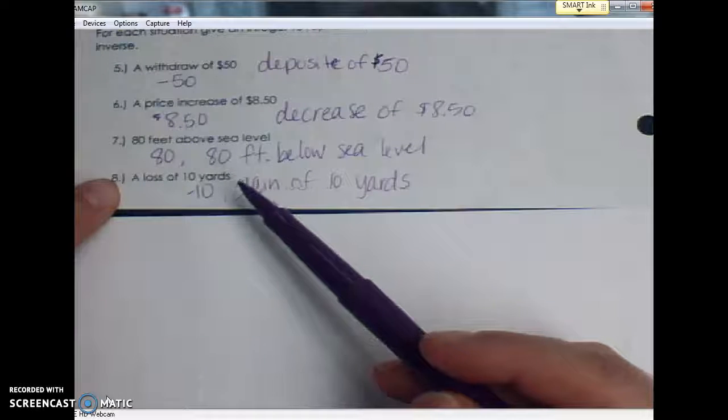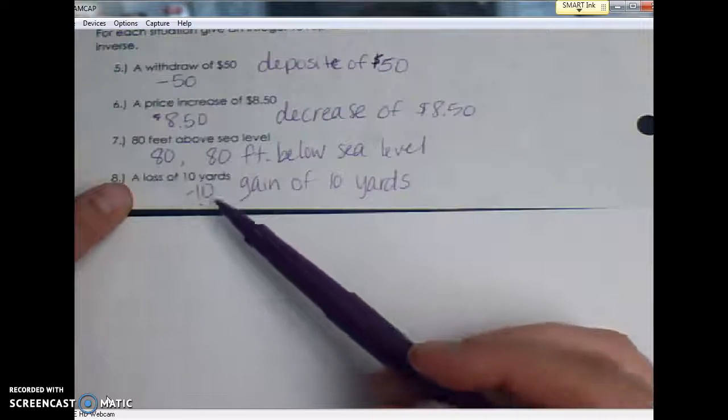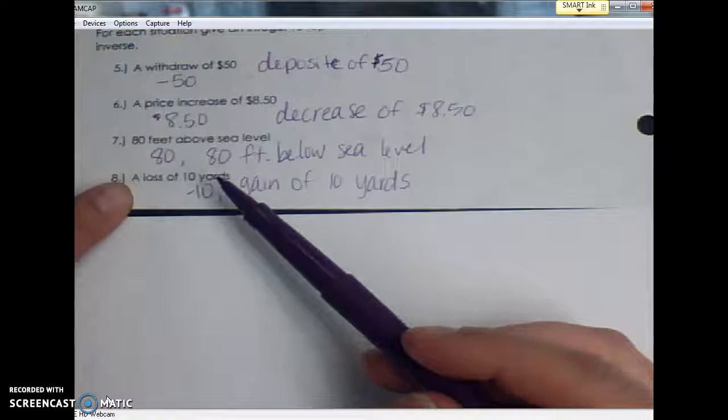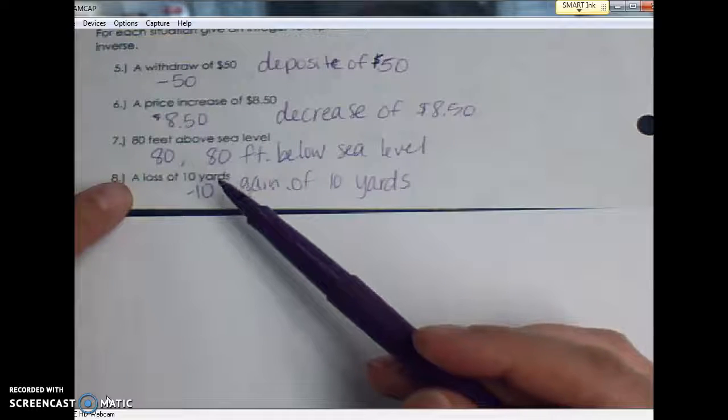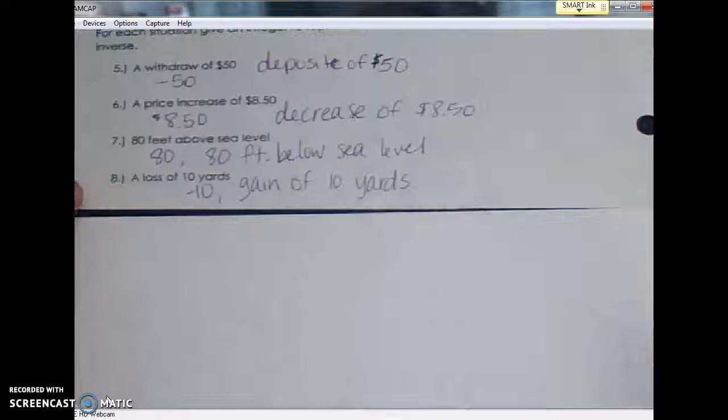A loss of 10 yards would be shown as an integer as negative 10. The opposite of a loss of 10 yards, if you want to get back to where you were, you would have to gain 10 yards. That takes you back to 0.